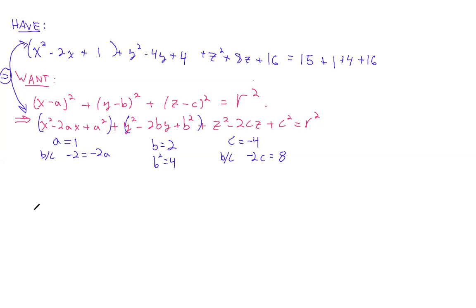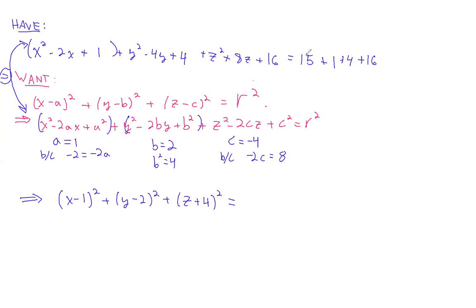Okay, so we've done all of that. Now that we've done all that, where does that leave us? Well, we end up with (x minus 1) squared plus (y minus 2) squared plus (z plus 4) squared. It's a plus 4 in this case because we found that c is minus 4, but we want it to be z minus c, minus -4, so it's going to be plus 4 in that case.